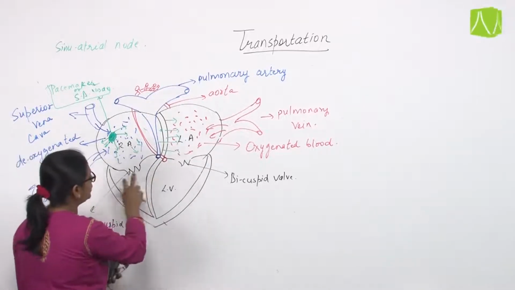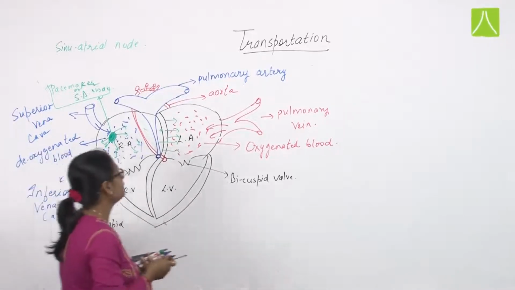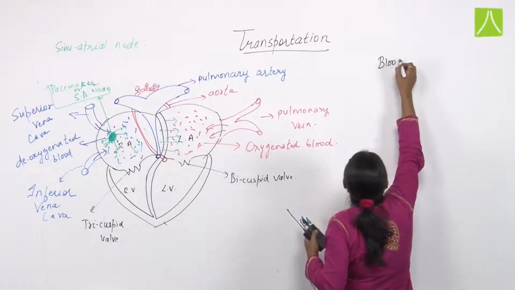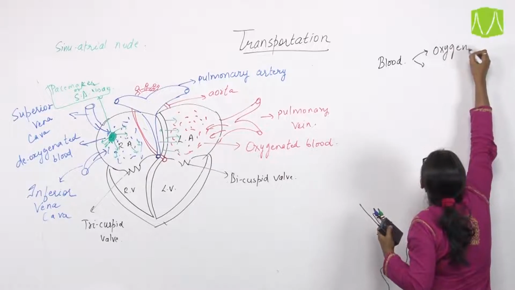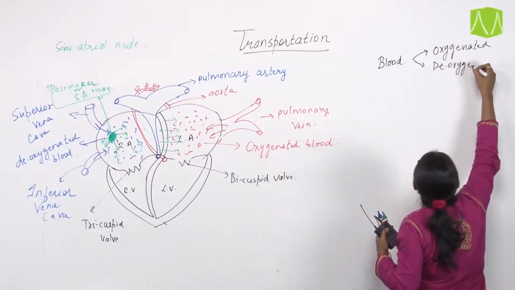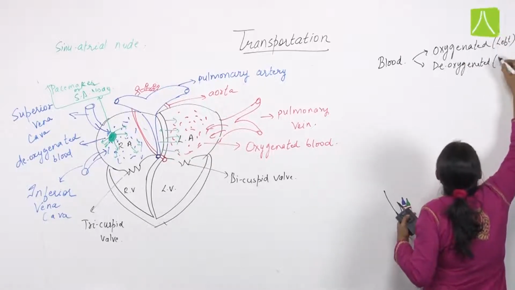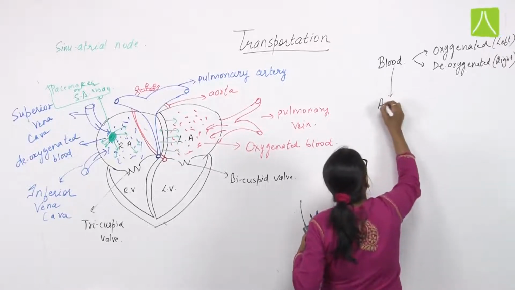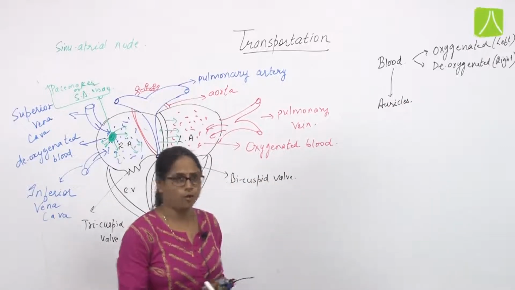Both the bicuspid and tricuspid valves open up. So what is happening here? Blood, whether oxygenated or deoxygenated, oxygenated on the left side and deoxygenated on the right side, enters into the auricles. Fine. Now what happens in the auricle?